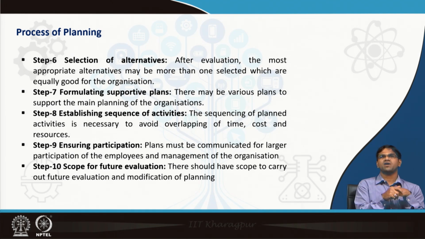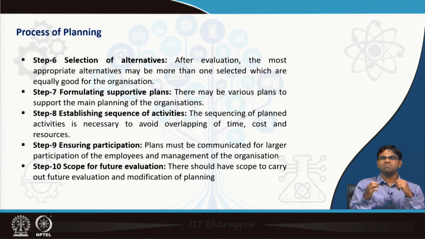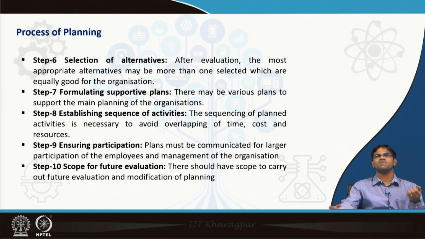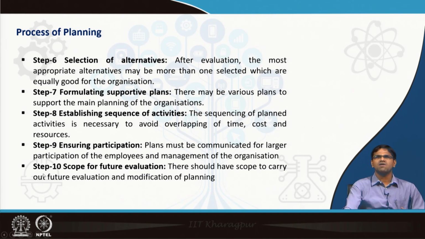Then ensuring the plan is communicated, for large participation of employees and management. If you just plan it and keep it only at the top level, and it is not penetrating to the people at the lower level, then it becomes very difficult. Planning has to be consciously planned and communicated, so that everybody knows what our goals are. Then scope for future evaluation. There should always be some scope for future evaluations and modification of the plan. You cannot have rigid planning, saying that unless we reach the end, we cannot make any changes. We cannot work that way. Planning should always have some scope for mid-course evaluations, or any need for evaluation. It has to be considered.